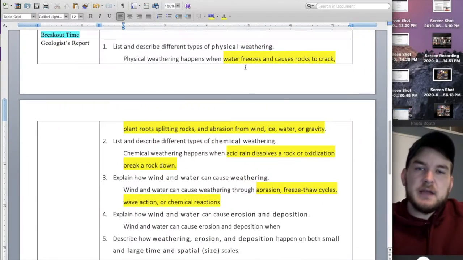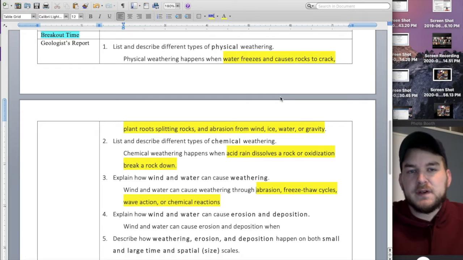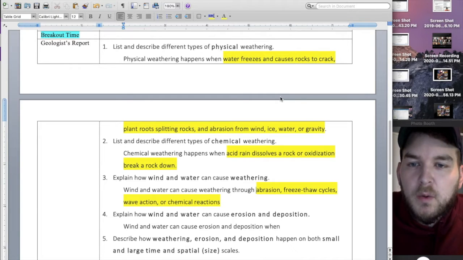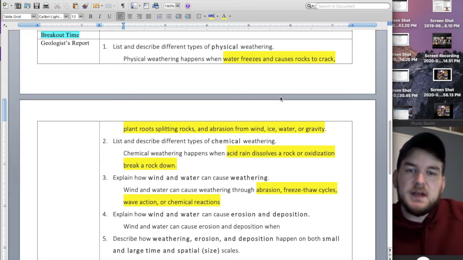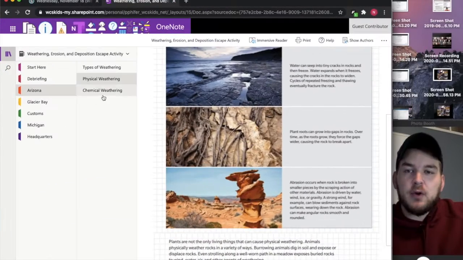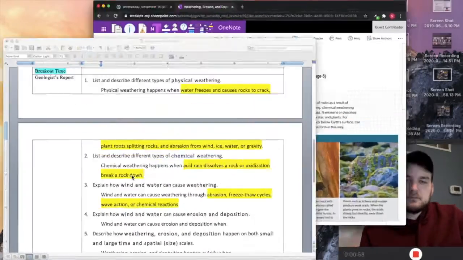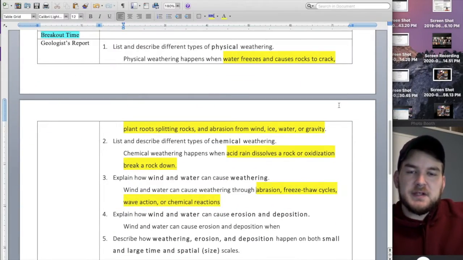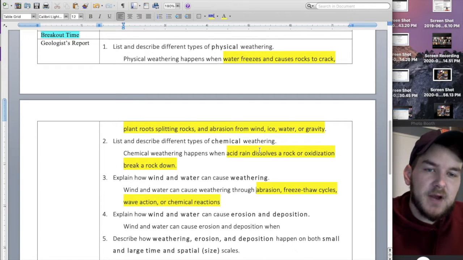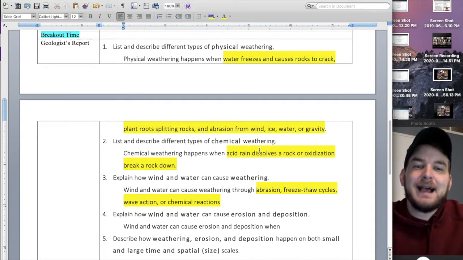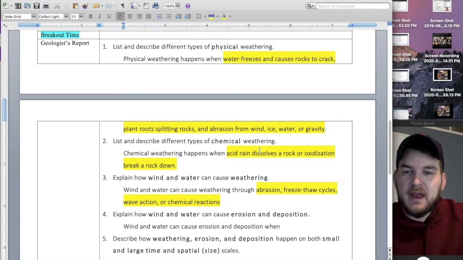And so I answered that physical weathering happens when water freezes and causes rocks to crack, or when plant roots split rocks, and abrasion from wind, ice, water, or gravity. As for chemical weathering, on that page that I had just opened, I had said that chemical weathering happens when acid rain dissolves a rock or oxidization breaks the rock down.